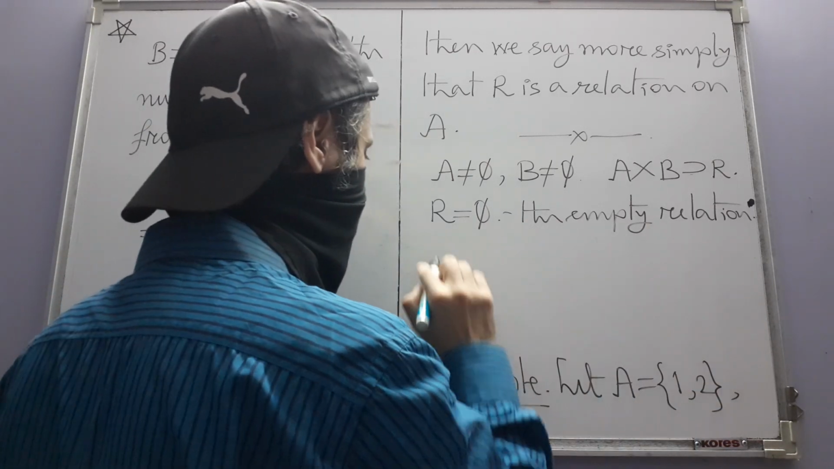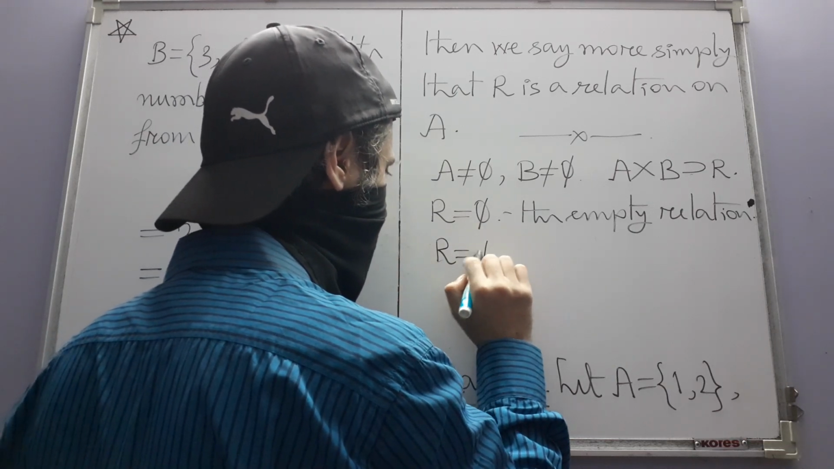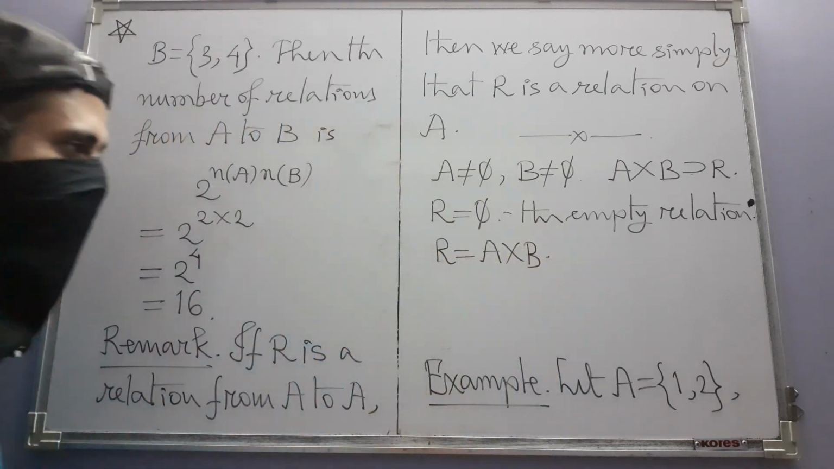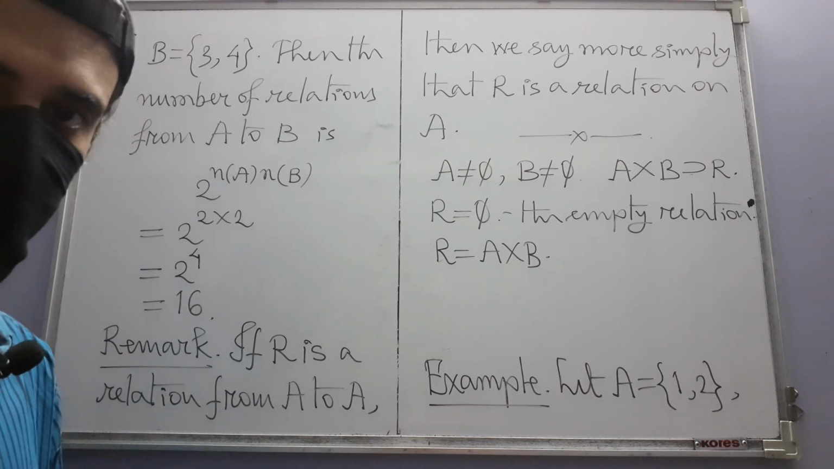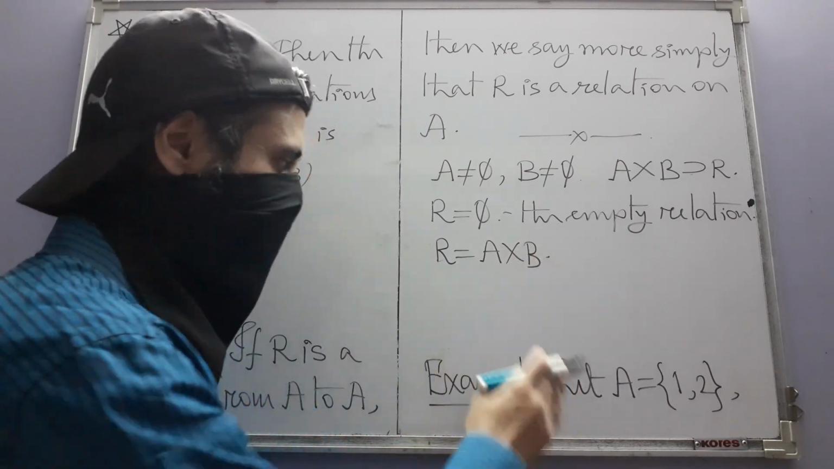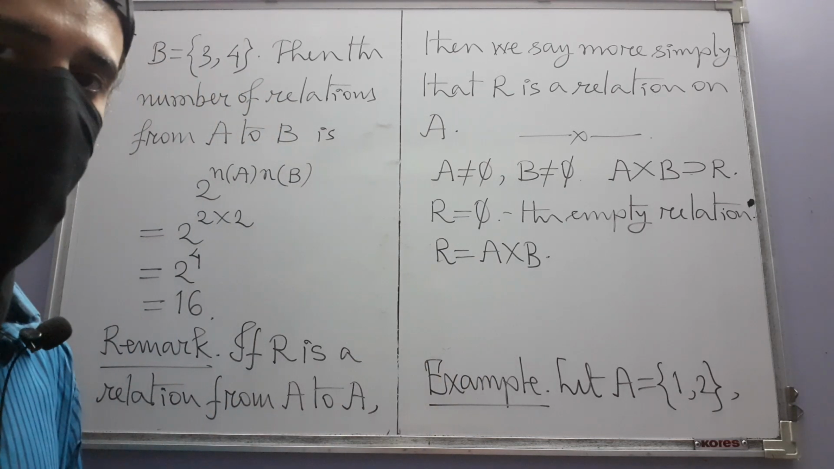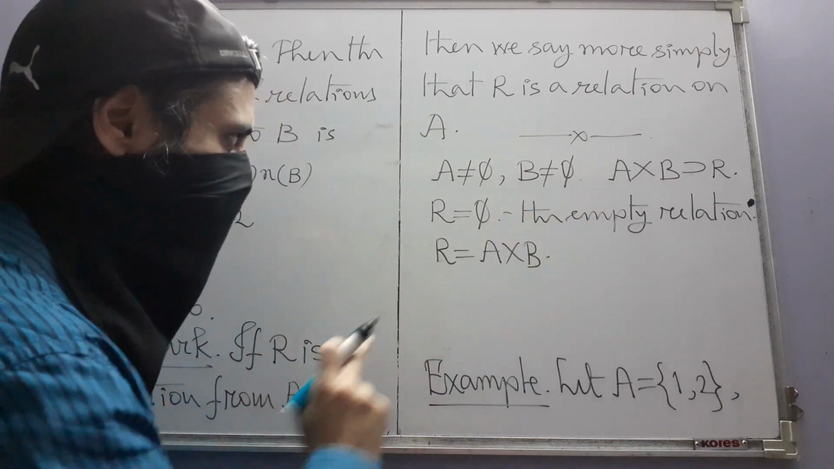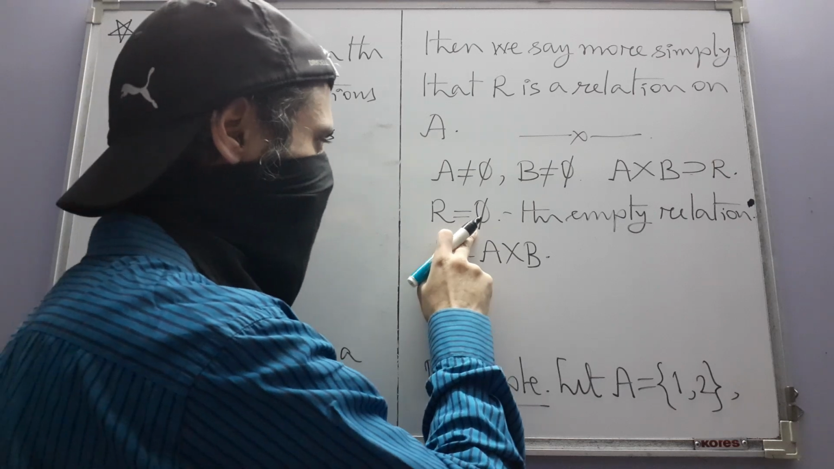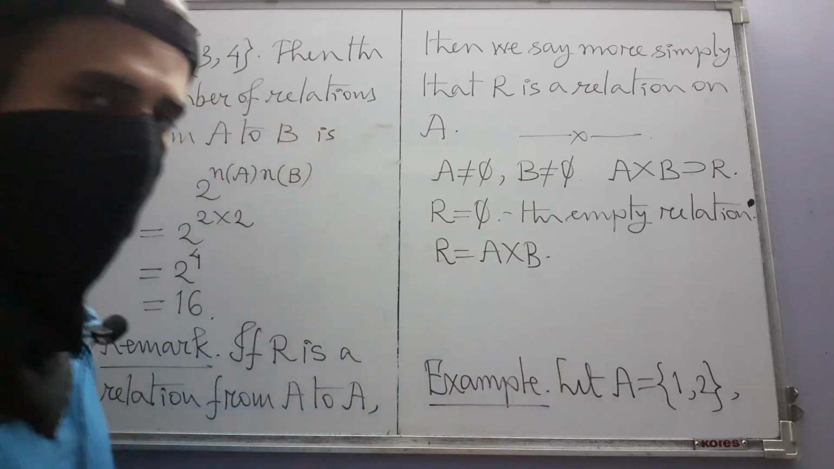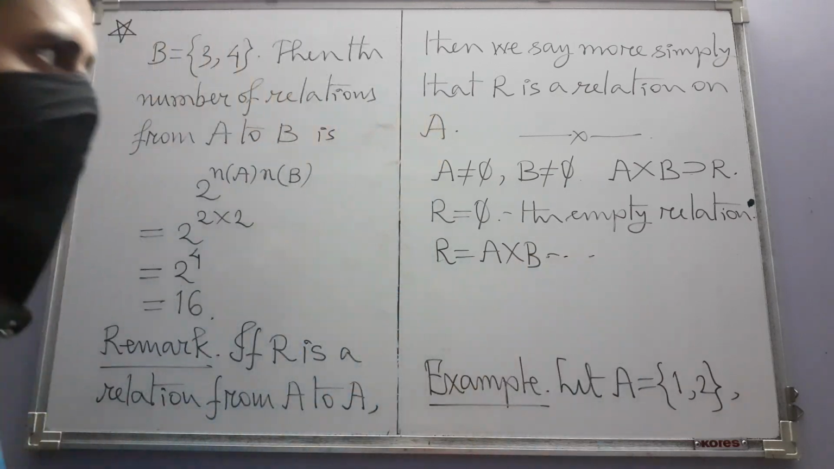At the other extreme, you can also have R equal to A times B itself. This relation relates every element of A with every element of B, because we have all such ordered pairs in A times B. So this relation is as large as you can possibly have a relation in this situation, and this is a relation as small as you can possibly have. This doesn't relate anything with anything, this relates everything with everything. All other relations are in between these two extremes.